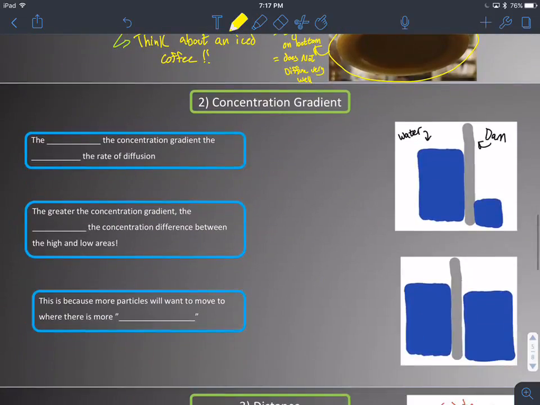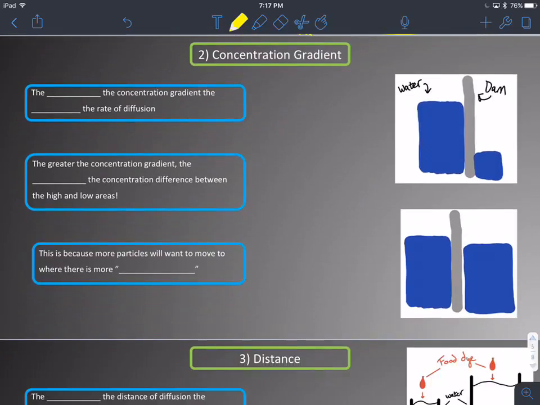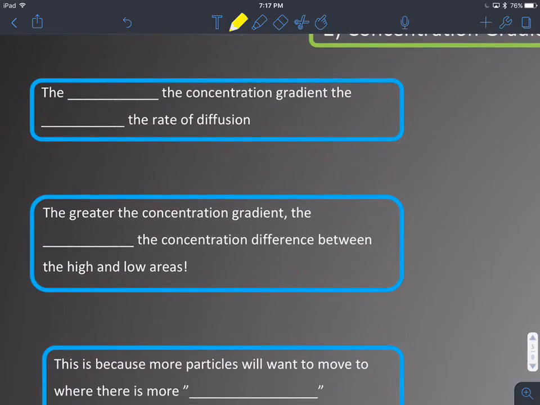Awesome. So now we're going to move on to concentration gradient. Okay? The greater the concentration gradient, the greater the rate of diffusion. This here is also an example of a direct relationship.